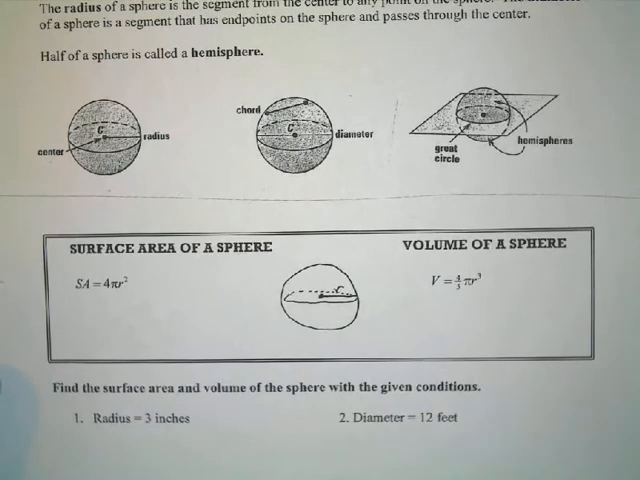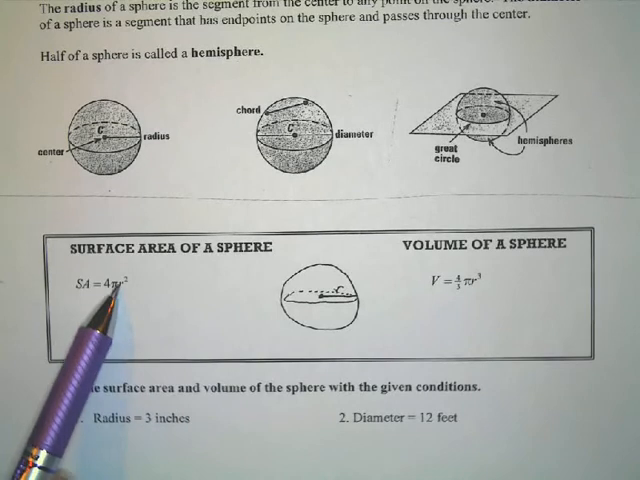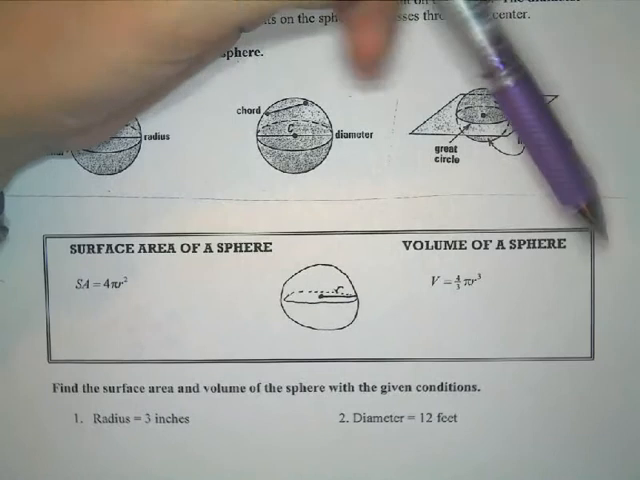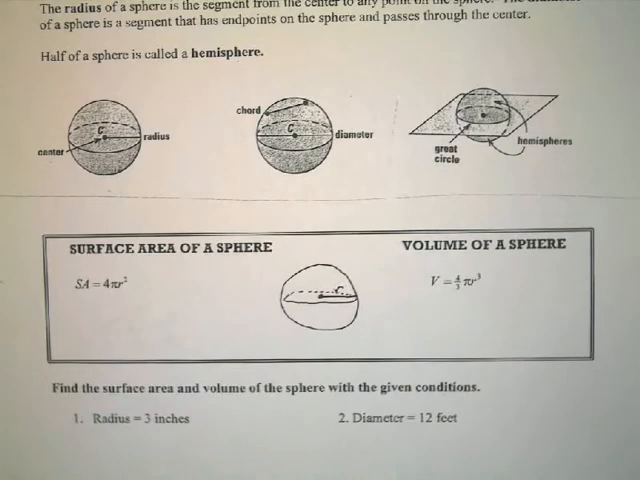So the surface area is 4 pi r squared. That's it. There's the radius. The volume of a sphere is 4/3 pi r cubed. Only one number to plug in besides pi, which is just the radius. So this is pretty easy.